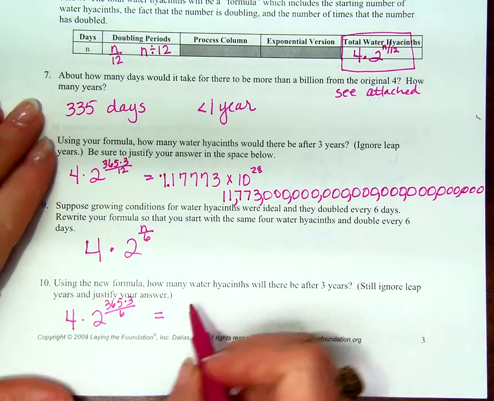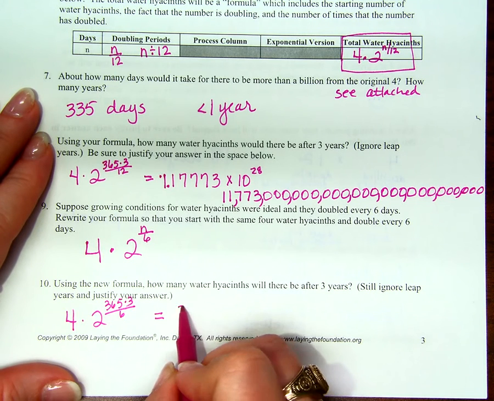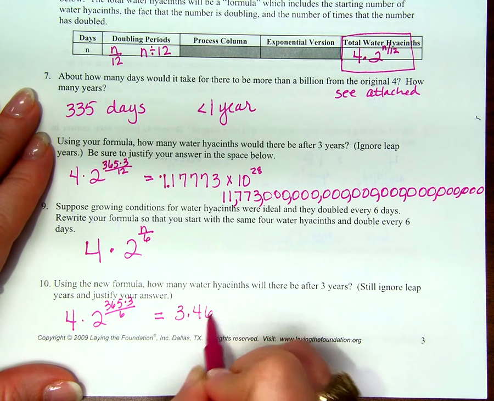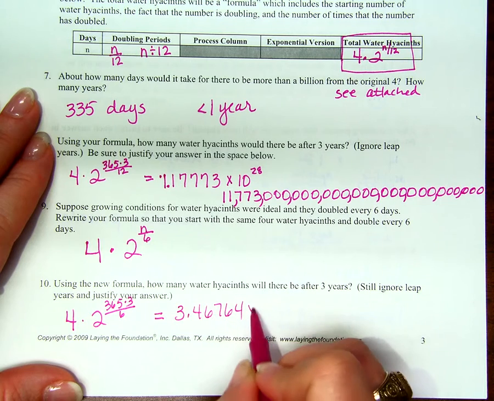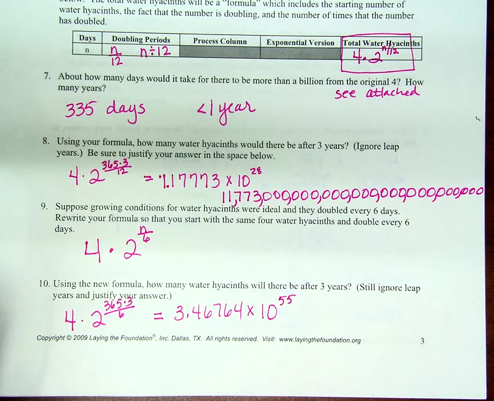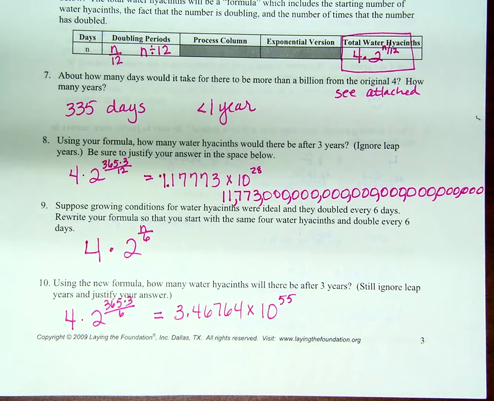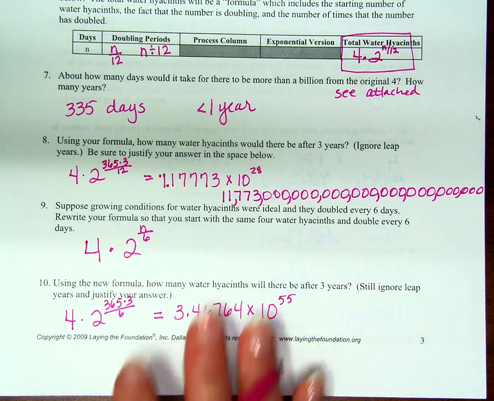What'd you get? What'd you get? 3.46764. I'm not writing that. You know what it means, right? Times 10 to the 55th power. So I need, after the decimal, I need 55 places. Yikes. That is a lot of water hyacinths, isn't it? Okay.